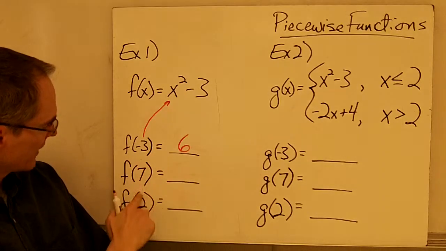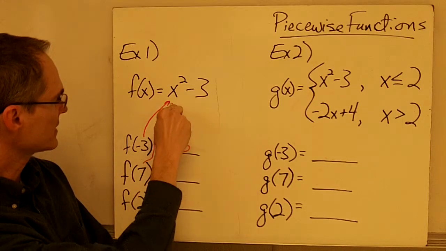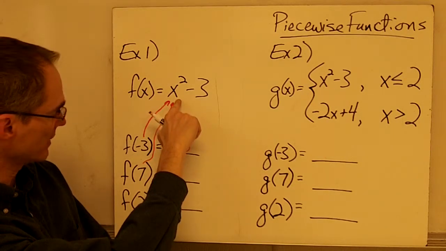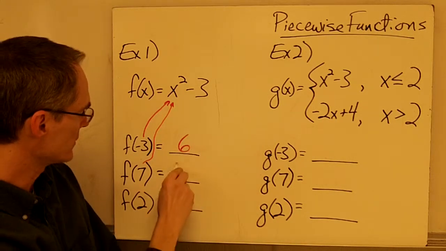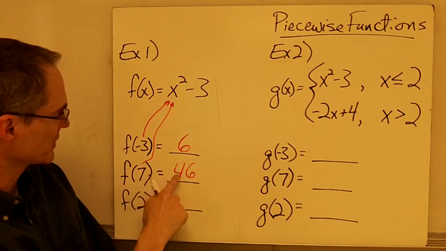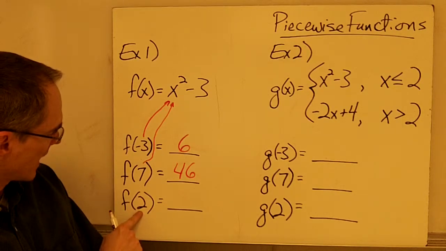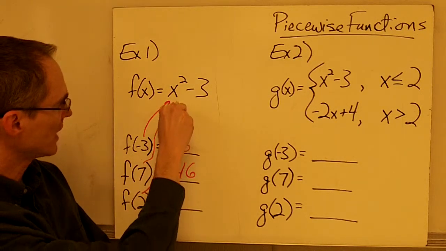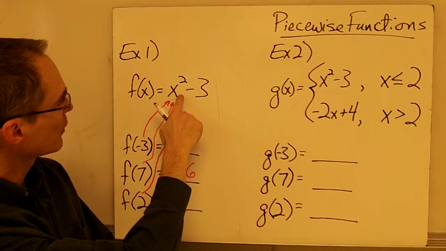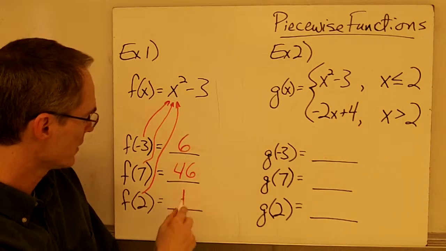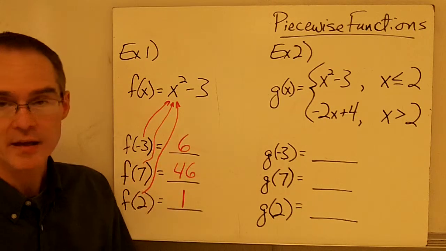I can do the same thing for any value of x. For f of 7, for example, I take x equals 7 and substitute it for x. That gives me 7 squared, which is 49, and 49 minus 3 is 46. So f of 7 equals 46. I do the same thing for f of 2. I take the x value of 2 and substitute it in for x. 2 squared is 4, and 4 minus 3 is 1. So I can find the value of the function for any value of x.